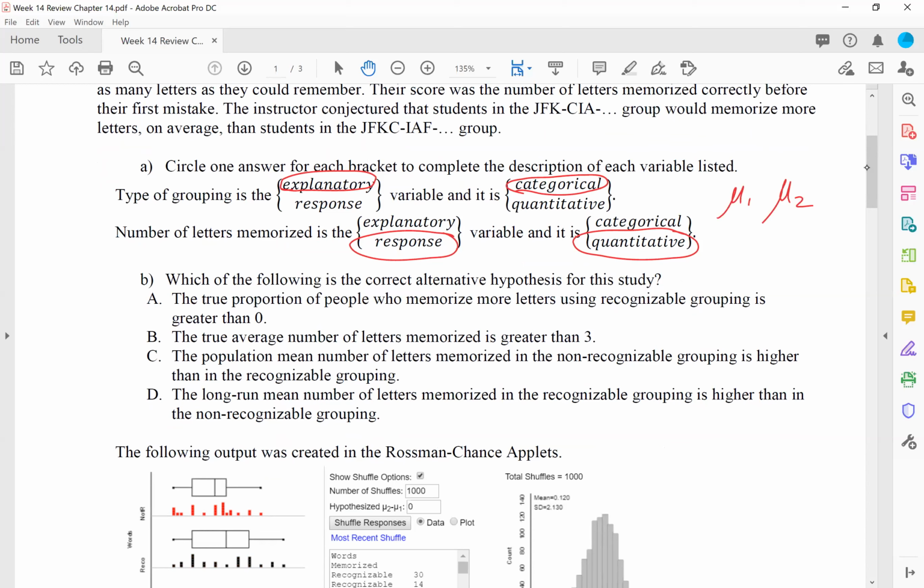Are we trying to show that one group is higher than the other based on our alternative, looking at our research question, or are we trying to just measure a difference? It's higher than, right? Yeah, they want to know, does the recognizable group have a higher mean number of letters memorized than the unrecognizable? So which of these three options would represent our alternative? Looks like it would be D, right? I agree, D. So we're looking at that long run or true mean number of letters memorized in the recognizable group is higher than in the non-recognizable group.